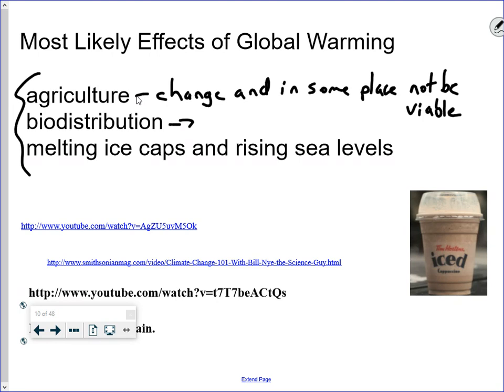Biodistribution means that animals will move away from heat. We're already seeing that in Canada. Animals that never used to live in Canada have moved to Canada. Only a couple degrees change depending on the season can move animals around the world. And that's a big potential problem because you have things that live near the equator or in the United States moving up to Canada. We don't know how they're going to interact with our environment.